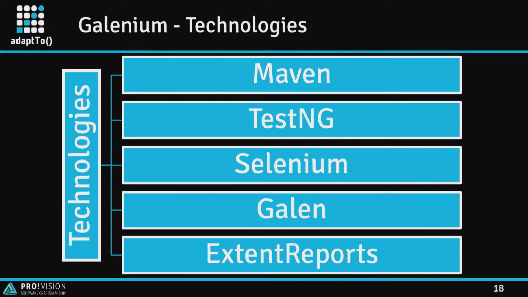These are the technologies. You recognize them maybe from the player slide, except for Extent Reports, because it doesn't really move. I didn't put it in there.